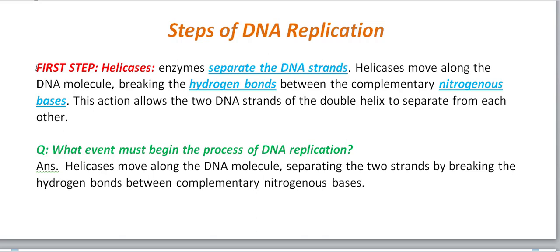Three hydrogen bonds are located between C and G, and two hydrogen bonds are located between A and T. So this enzyme is able to break down three hydrogen bonds between C and G and two hydrogen bonds between A and T, and make the two strands separate from each other and ready for replication.